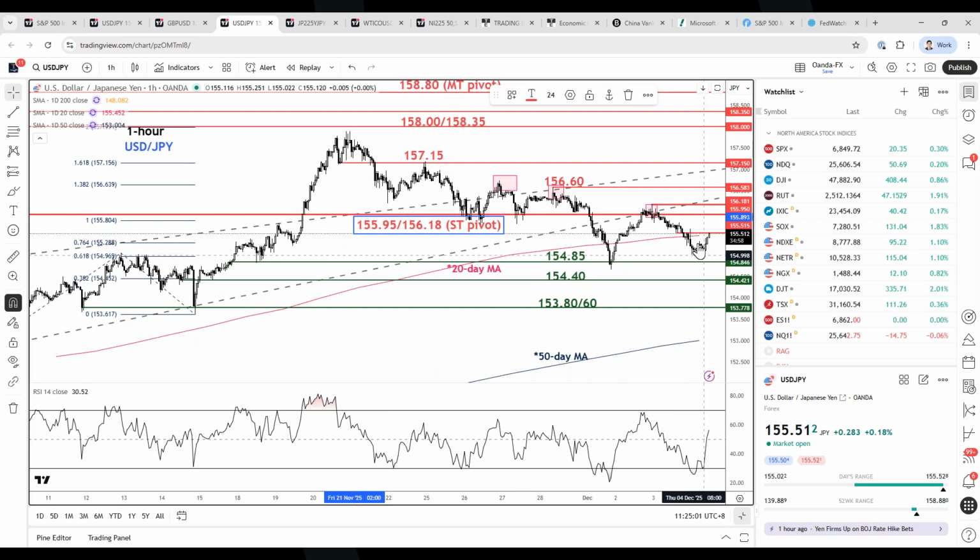Near-term support level to watch out for will be the first support level at 154.85, which is the minor swing low of 1st of December. A breakdown below it may expose the next near-term support level at 154.40. Only a breakout above 156.18 would invalidate today's bearish bias view to see a squeeze up towards 156.60, maximum 157.15. So that's for the dollar yen, and that also sums up the intraday technical outlook on the 4 major US dollar pairs.